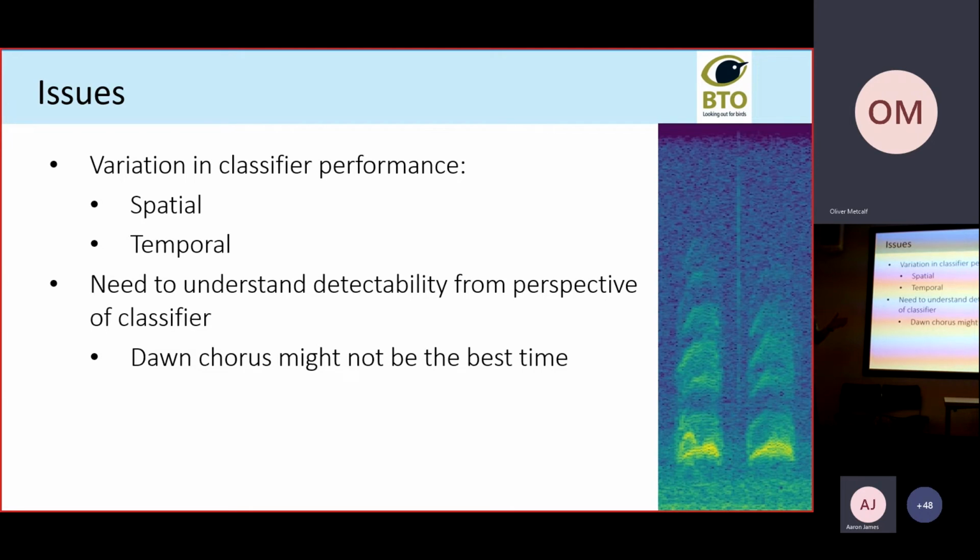And saying, well, when is the best time to do this survey? Because we normally, as humans, will go and do bird surveys at the dawn chorus, because that's the best time to pick up everything. But it might not be the best time if you're trying to detect things in dawn chorus recordings. Maybe if we use occupancy modelling and understand the detection processes, maybe it's better to record at a different time of day and to really understand the detection process better.